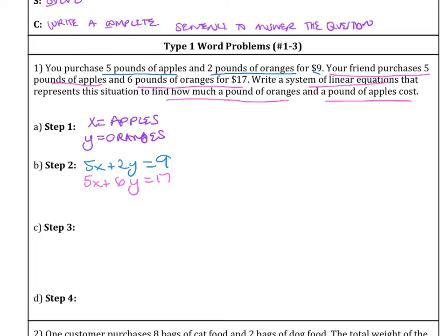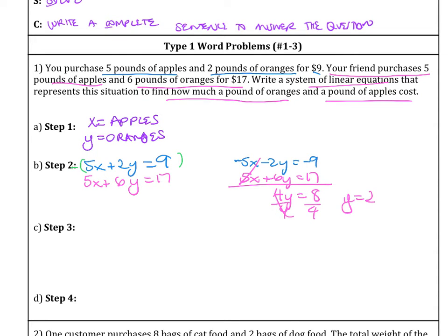So we're going to multiply, pick one that you want to multiply. Actually, I'm going to multiply the top by negative. I want to eliminate my x's, so they're the same number. I just need to multiply 1 by a negative in order for it to cancel out. So this becomes negative 5x minus 2y equals negative 9. Then I rewrite the pink, 5x plus 6y equals 17. So my x's cancel. I'm left with 4y equals 8, or y equals 2.